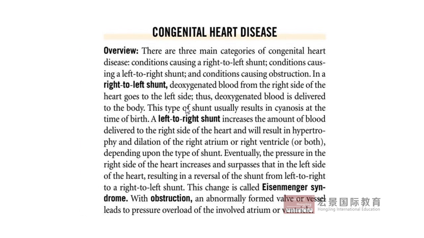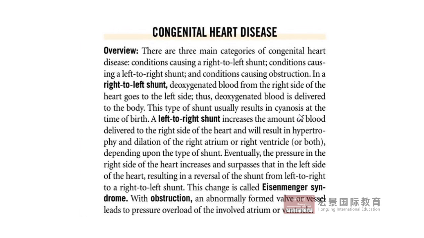Overview: there are three main categories of congenital heart disease: conditions causing a right to left shunt, conditions causing a left to right shunt, and conditions causing obstructions. Okay, 总共有3类。In the right to left shunt, the deoxygenated blood from the right side of the heart goes to the left side. Thus, deoxygenated blood is delivered to the body. This type of shunt usually results in cyanosis, 导致青紫 at the time of birth.